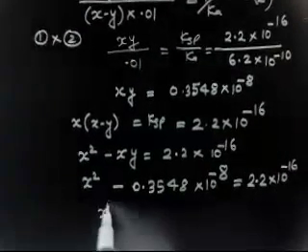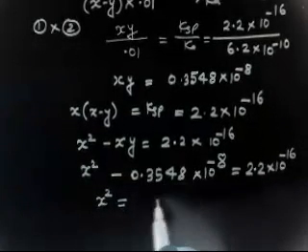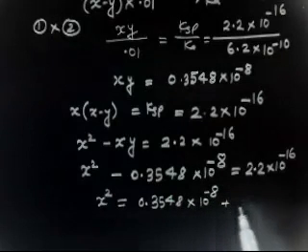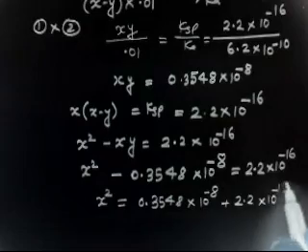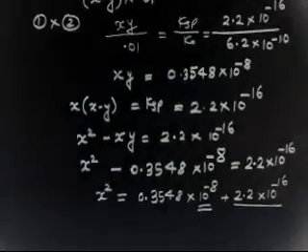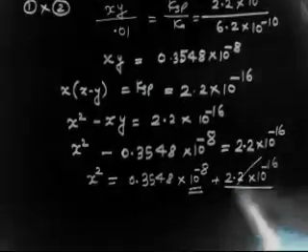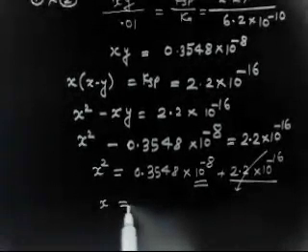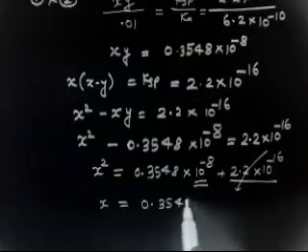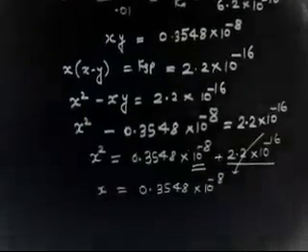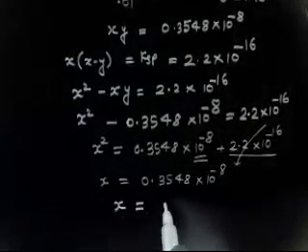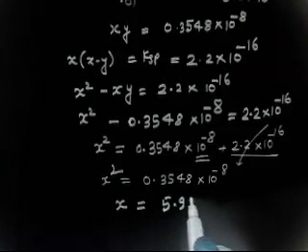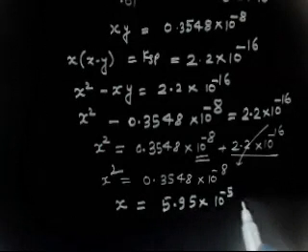So here we will have x square is equal to 0.03548 into 10 to the power minus 8 plus 2.2 into 10 to the power minus 16. Now you see, this is 10 to the power minus 16, this is 10 to the power minus 8. So I can neglect this term because it is approximately 0 with respect to this term. So x square is simply 0.03548 into 10 to the power minus 8. If I solve for x, if you take the root, x comes out to be 5.95 into 10 to the power minus 5. You can solve yourself.